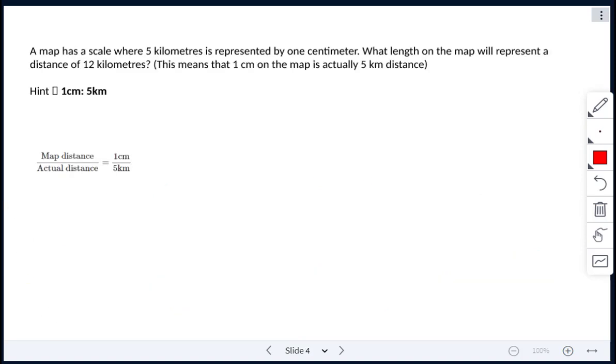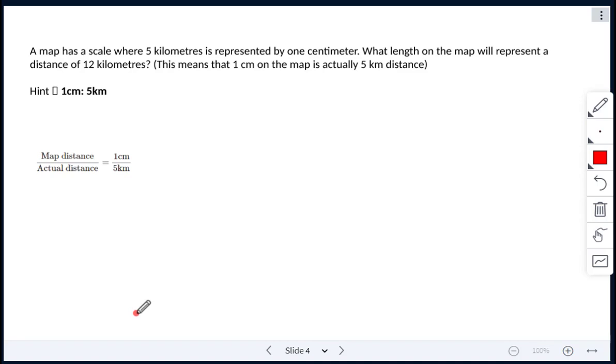Okay, so our next example, we're looking at a map type question. A map has a scale where 5 kilometers is represented by 1 centimeter. What length on the map will represent a distance of 12 kilometers? Basically what this means is that when you see 1 centimeter on the map, it's actually 5 kilometers in distance. So our ratio is 1 centimeter to 5 kilometers. If we do it as a fraction, our map distance is 1 centimeter. The actual distance is 5 kilometers.